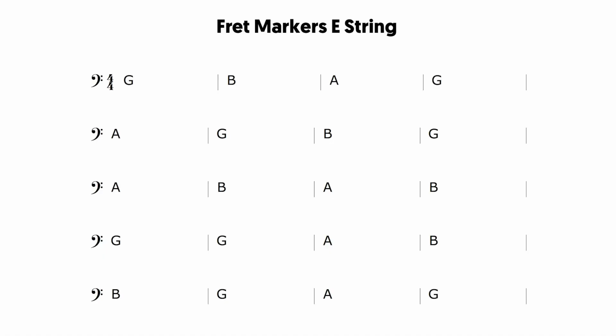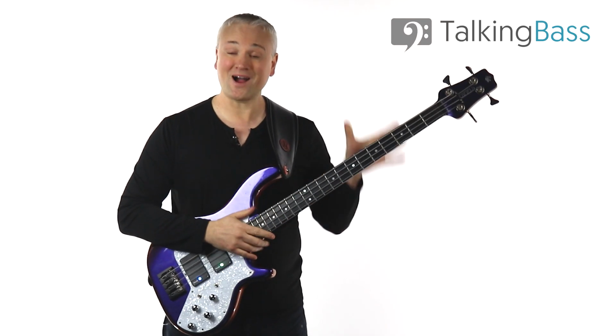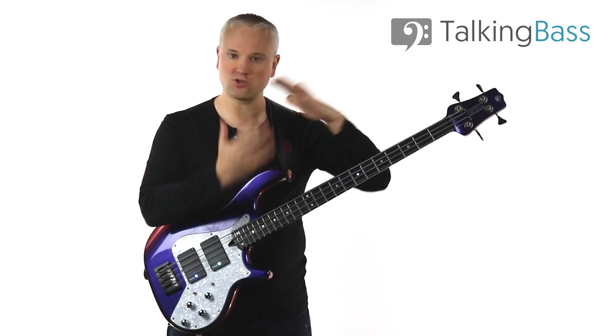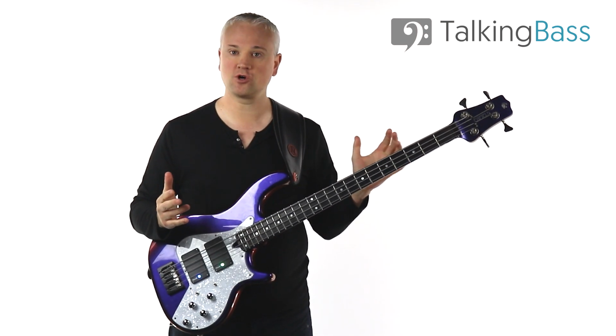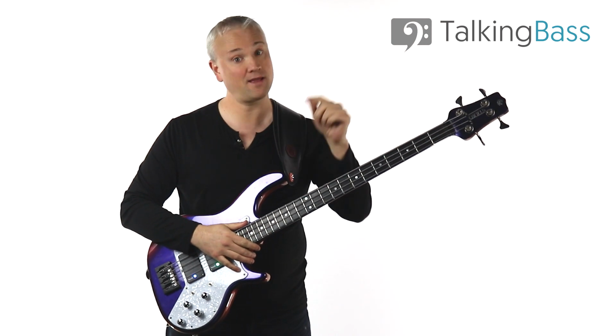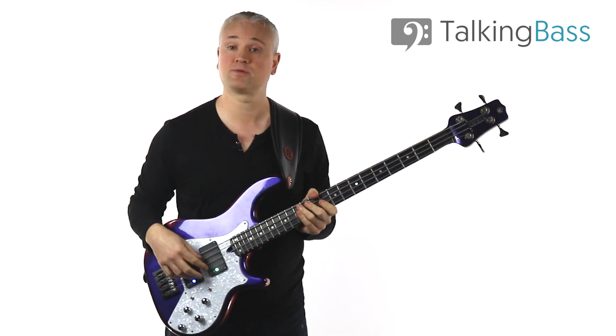1, 2, 3, 4. G, 2, 3, 4. B, 2, 3, 4. A, 2, 3, 4. G, 2, 3, 4. A, 2, 3, 4. G, 2, 3, 4. B, 2, 3, 4. G, 2, 3, 4. So I only worked through the first 8 bars there, but there's an entire page of those for you to work through over at Talkingbass. So again, be sure to follow that link in the info below so you can play along.